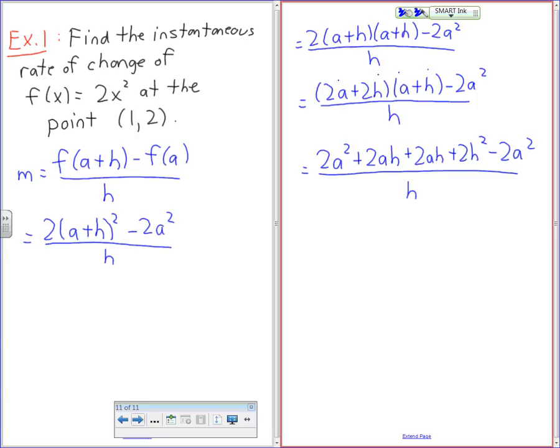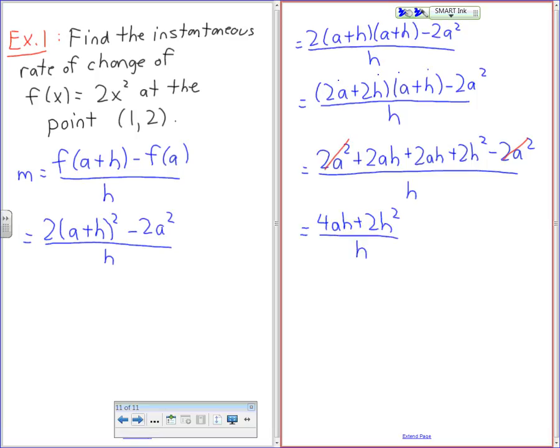Okay, it's time for some good algebra time. Can somebody be brave and combine the numerator and tell me what we get? Does anything cancel? Can I combine anything? 2a squared cancels 2a squared. So you end up with 4ah plus 2h squared all over h.